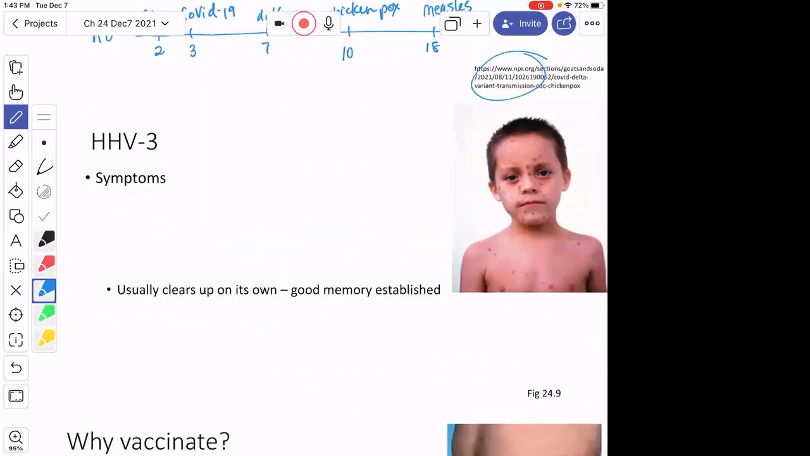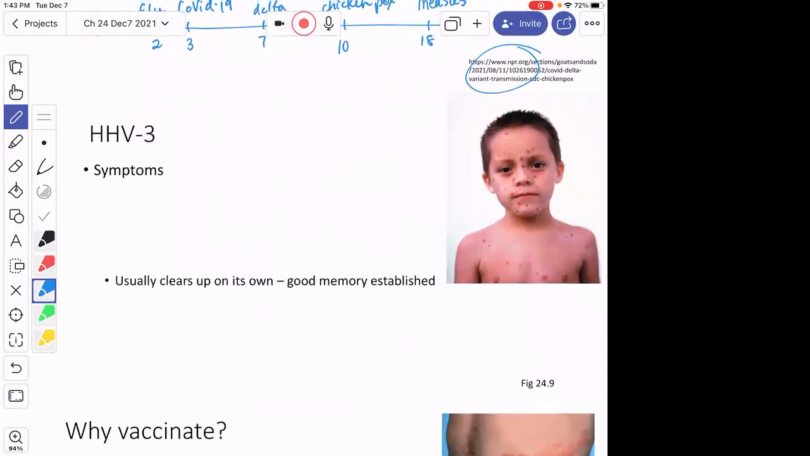Symptoms of chickenpox. Probably some of you have had this, but probably not very many of you. Rash. So it usually starts out as a rash. Usually you're feeling fine until that rash breaks out. And it usually starts on the trunk, kind of the warmest part of your body, and moves out from that.